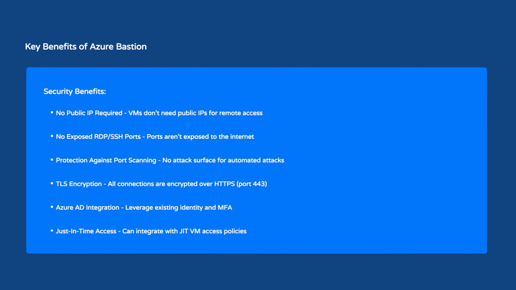Some of the key benefits of Azure Bastion. Security benefits: no public IP required, VMs don't need public IPs for remote access. No exposed RDP or SSH ports; the ports aren't exposed to the internet. Protection against port scanning, with no attack surface for automated attacks. TLS encryption: all connections are encrypted over HTTPS port 443. Azure AD integration: leverage existing identity and MFA. Just-in-time access: can integrate with JIT VM access policies.